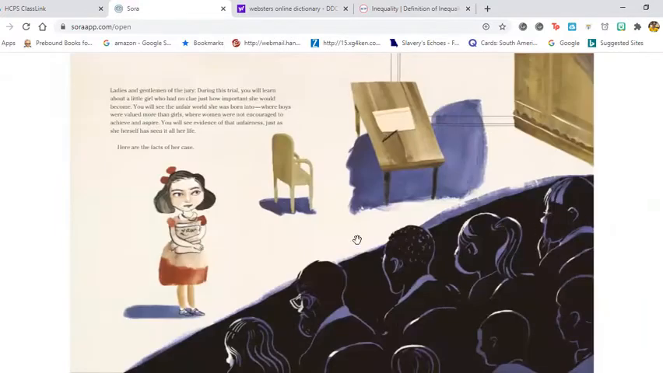Ladies and gentlemen of the jury, during this trial, you will learn about a little girl who had no clue just how important she would become. You will see the unfair world she was born into, where boys were valued more than girls, where women were not encouraged to achieve and aspire. You will see evidence of that unfairness, just as she herself has seen her whole life. Here are the facts of her case.